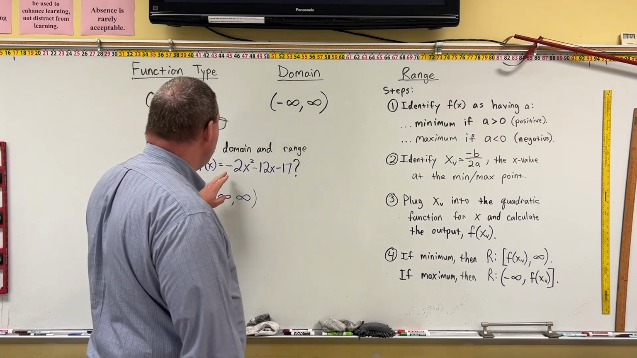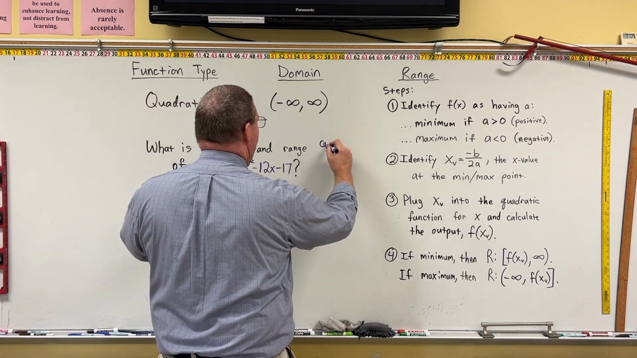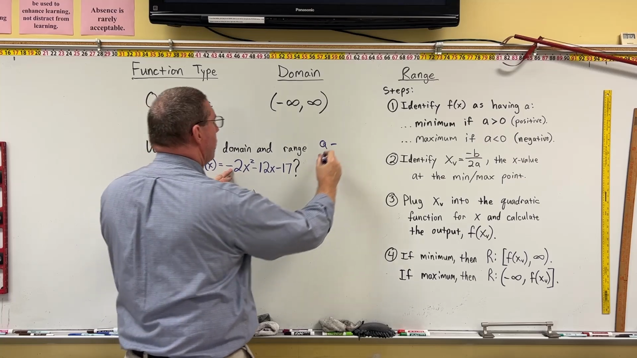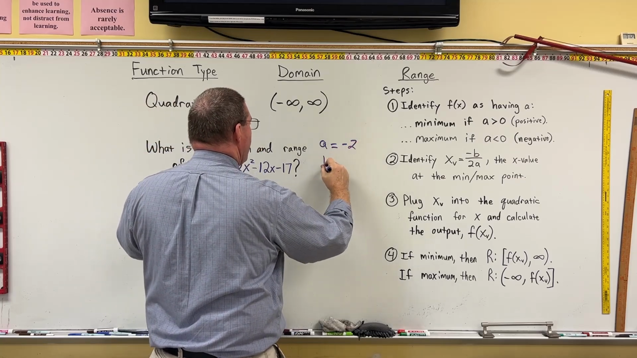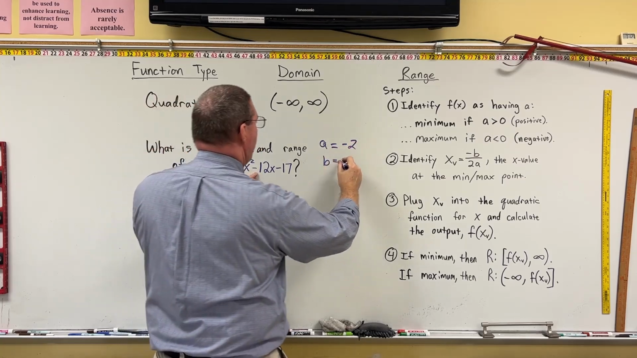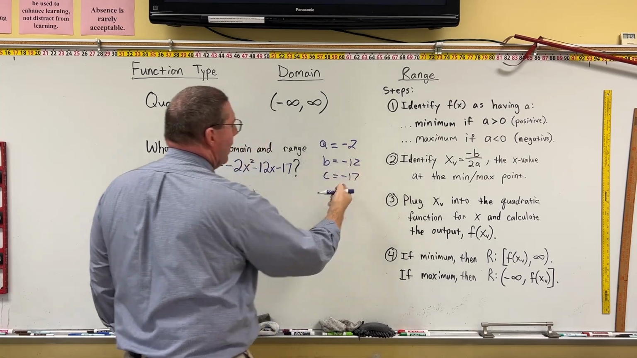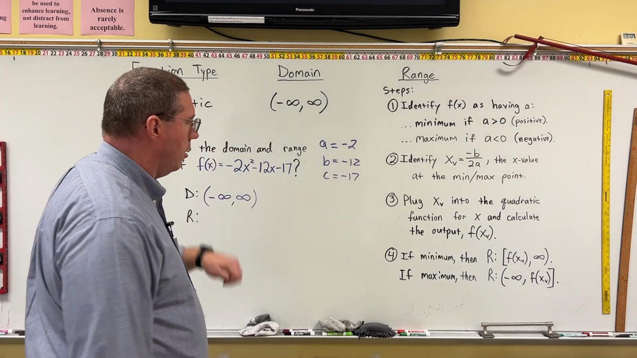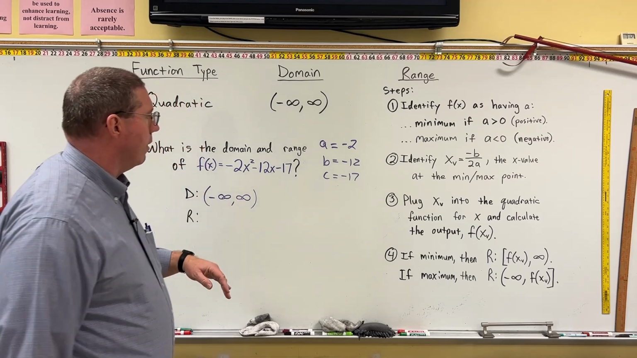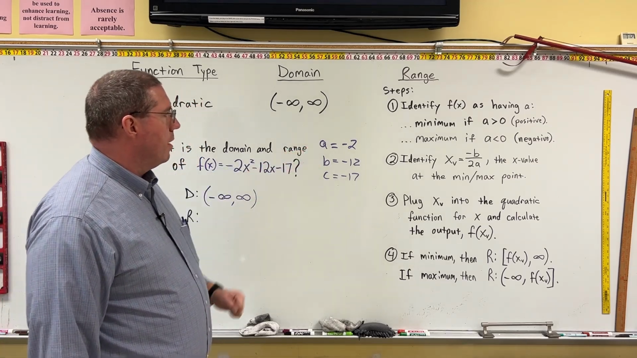Now let's go ahead and identify a, b, and c. A is negative 2. B is negative 12. And c is negative 17. Now we actually don't need c. We can identify it, but we don't need it to find the range. We just need a and b.